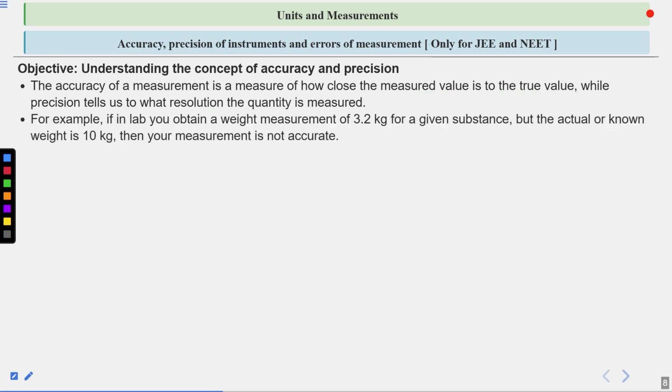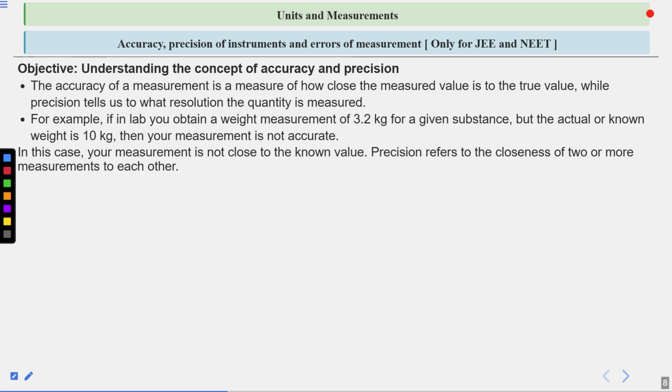Let's take an example. Suppose in the lab you obtain a weight measurement of 3.2 kg for a given substance, but the actual or known weight is 10 kg, then your measurement is not accurate. In this case, your measurement is not close to the known value. Precision refers to the closeness of two or more measurements to each other.